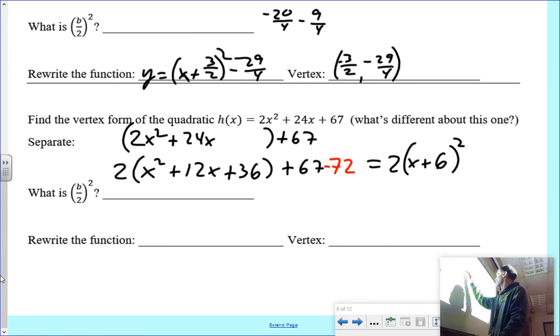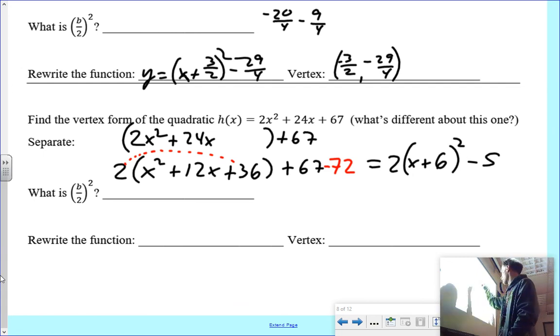Well, because of this leading coefficient. I added 36 inside, but really I'm adding 2 times 36. So I have to subtract 72 from both sides. Still clean that up, 67 minus 72 is minus 5. So the process works the same. If there's that leading coefficient, you just want to make sure to subtract the number times that leading coefficient.